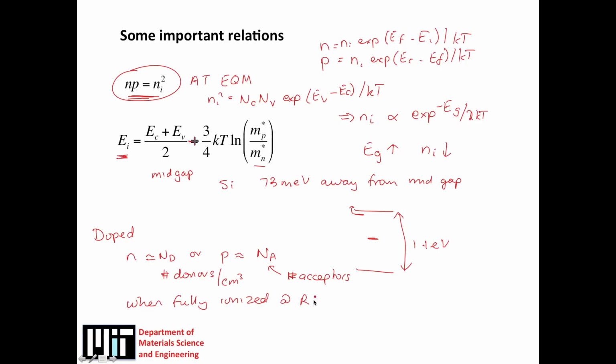Then we can just approximate to say that the number of electrons is equal to the number of donors, and that would imply that the number of holes, because np is Ni squared, is just Ni squared over Nd in an n-type material. And this is going to be a very small number. Or we can say that the number of electrons is Ni squared over Na in a p-type material.